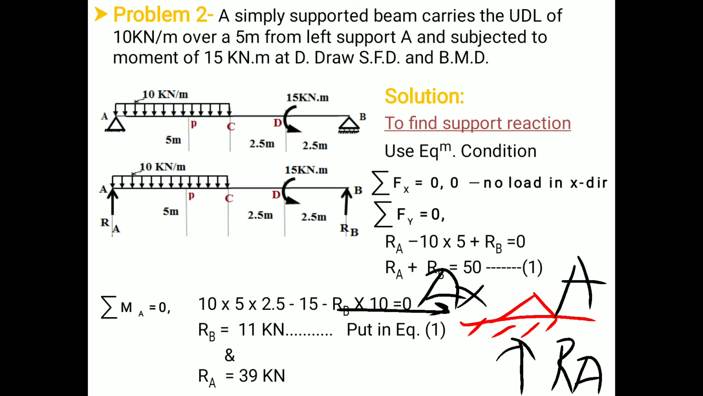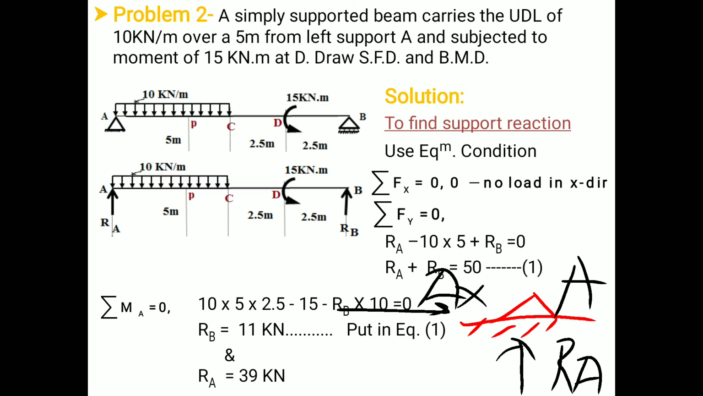Draw SFD and BMD. Now, as per the given statement, we have a simply supported beam AB, which is subjected to a UDL of 10 kN per meter over the span AC. That is, AC is nothing but 5 meters, and it is also subjected to a moment of 15 kN-m at point D.